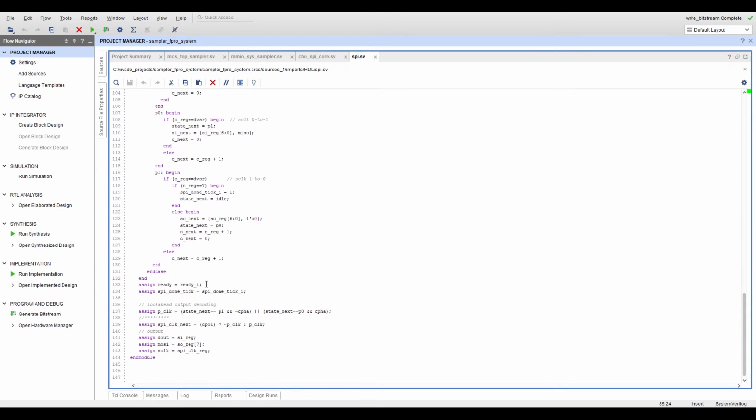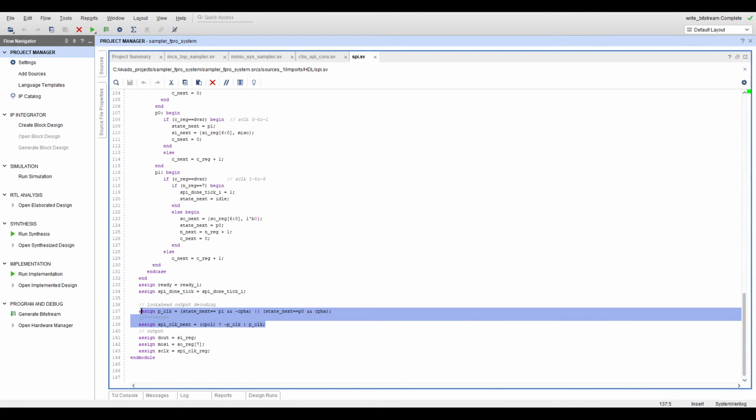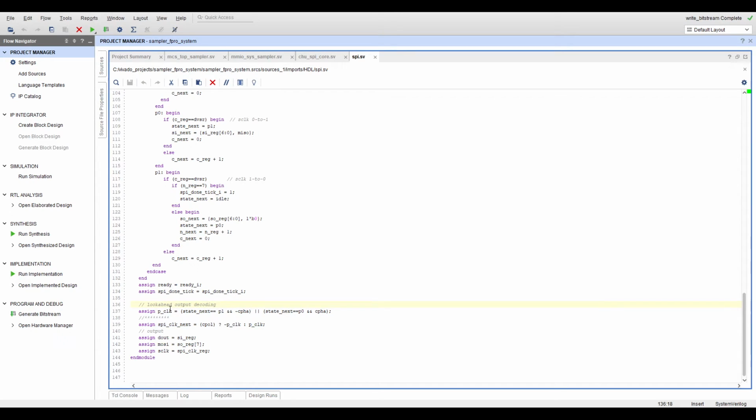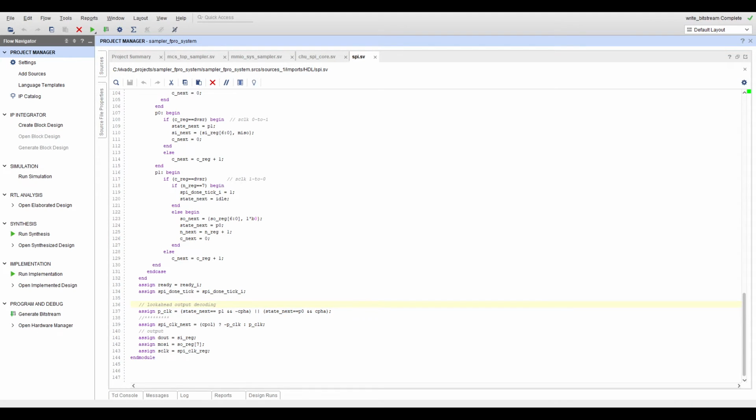However, the most interesting thing in it is how it's generating the clock. So I'm just going to focus on it. It's generating it in a mechanism we call look-ahead output decoding. So let's take a look at it in a more focused way.